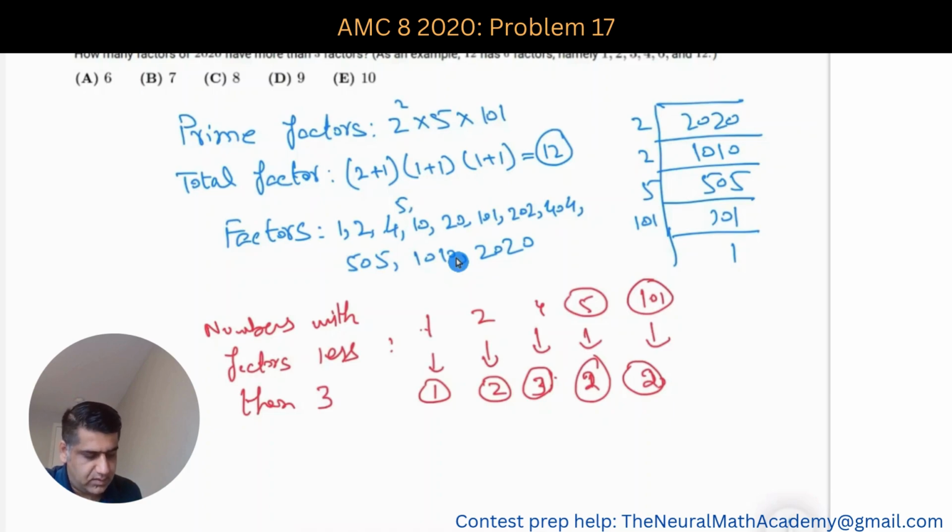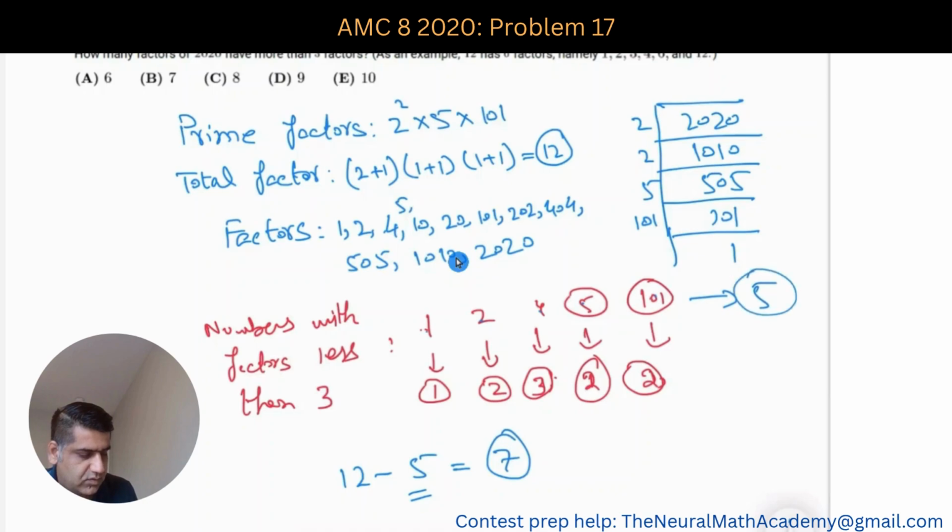So what we will do now, we can simply subtract 5 from 12 and then the answer will be 7. So 12 minus 5 is equal to 7. This 5 is coming from these numbers 1, 2, 3, 4, 5. So if you sum that up, it's 5. So 7 are then the factors of 2020 that have more than 3 factors.